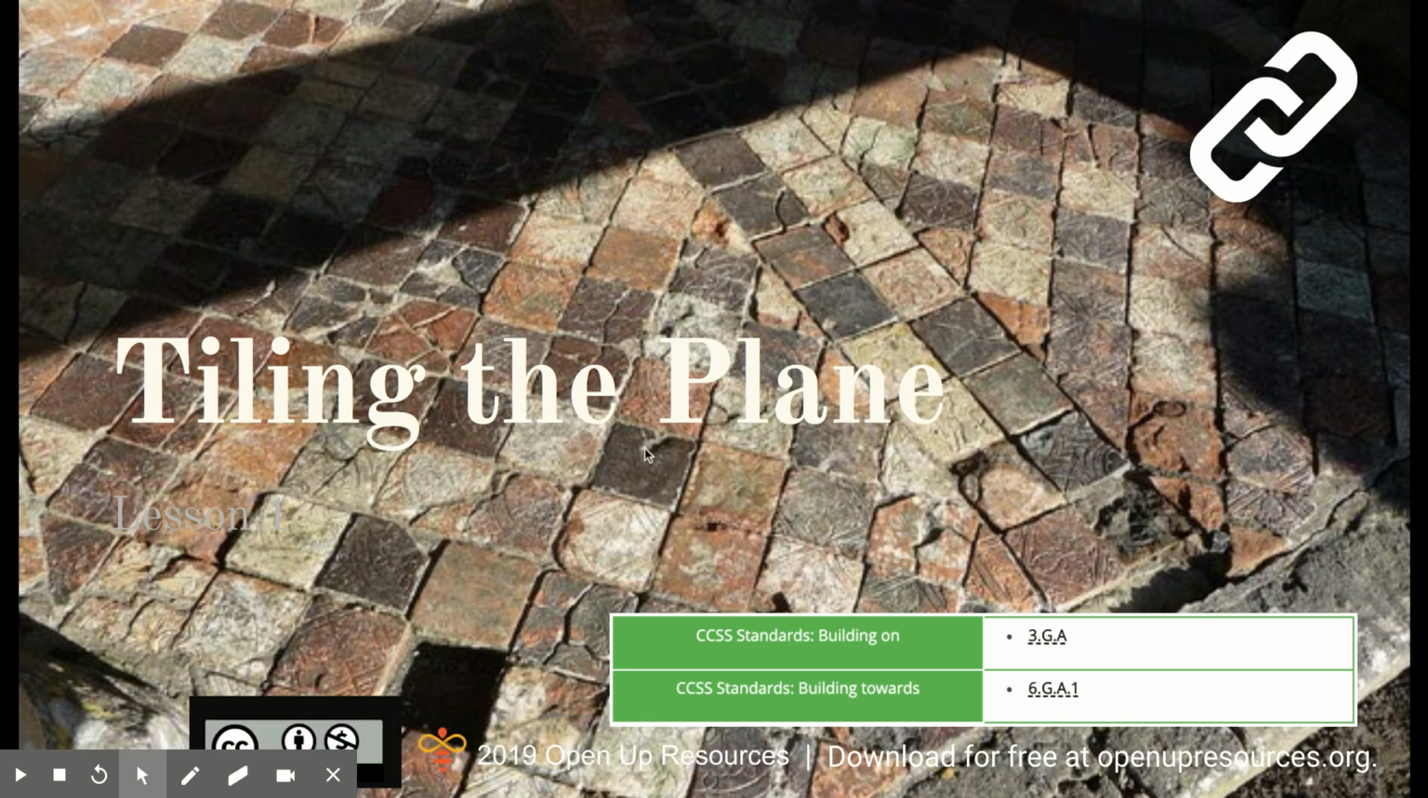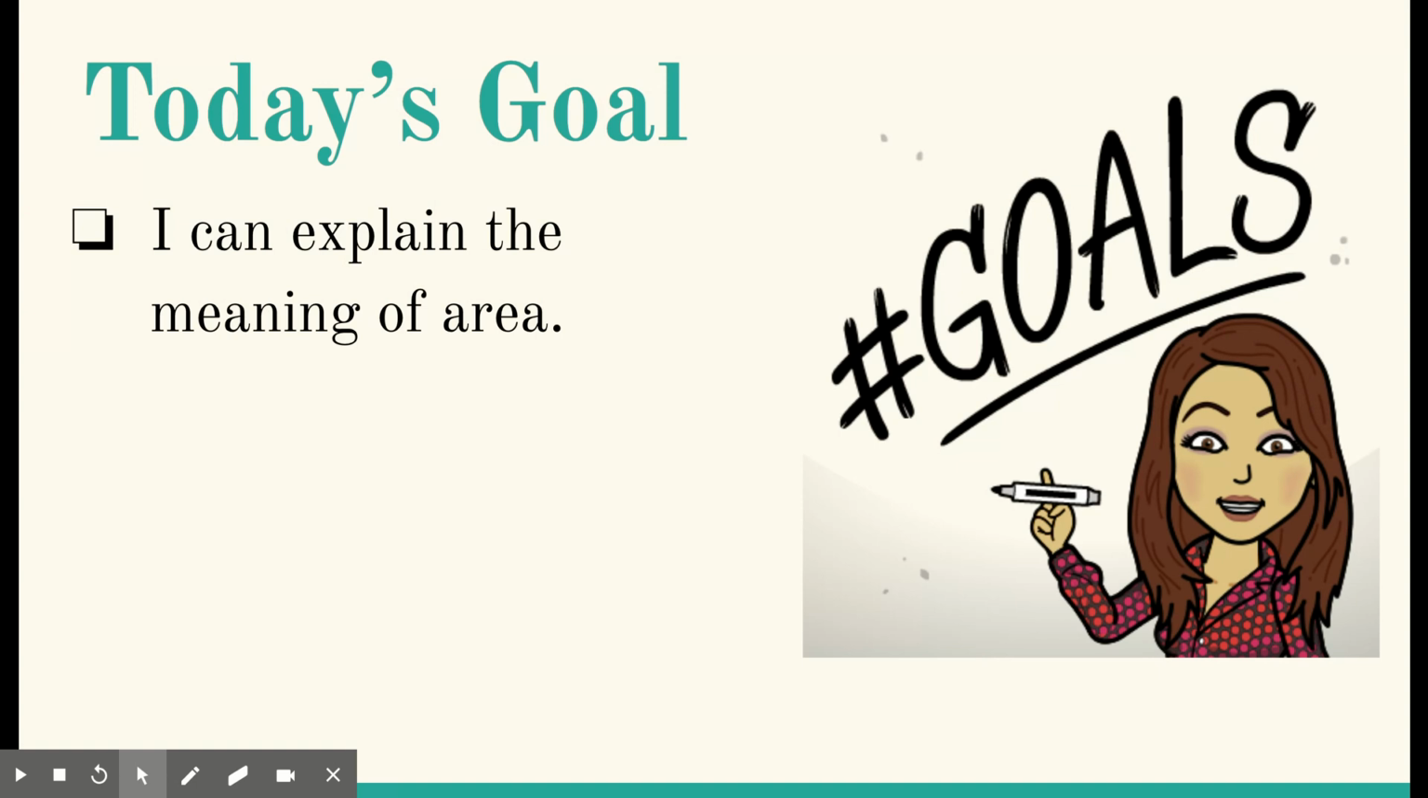Okay, so today we're going to be talking about tiling a plane. We're going to be looking at area, and we're also going to be looking at region. Our goal today is: I can explain the meaning of area. So we're going to talk about what area means.